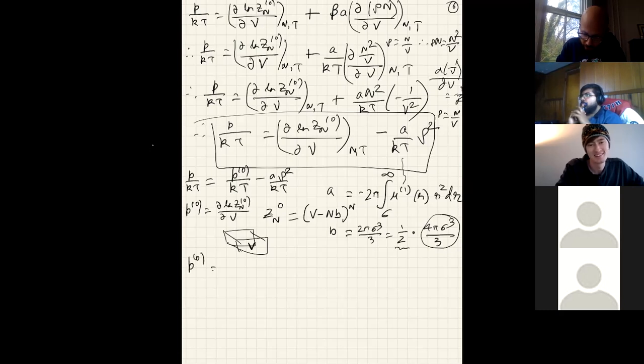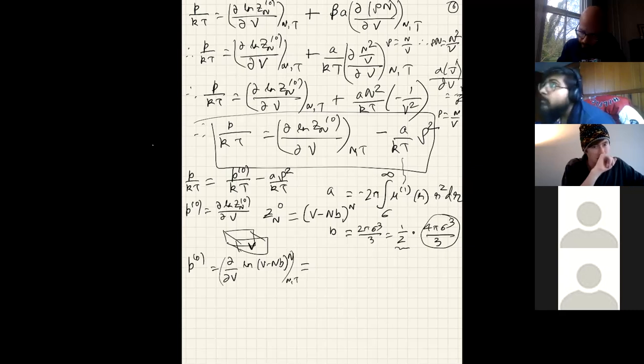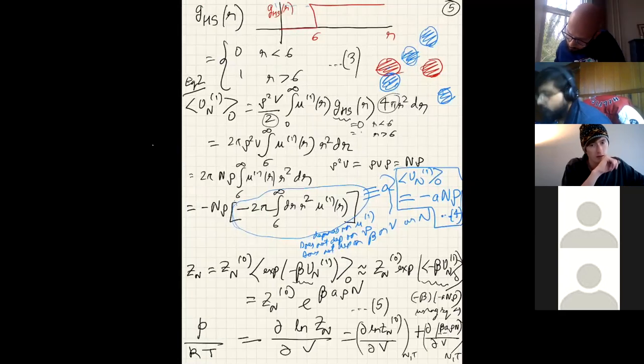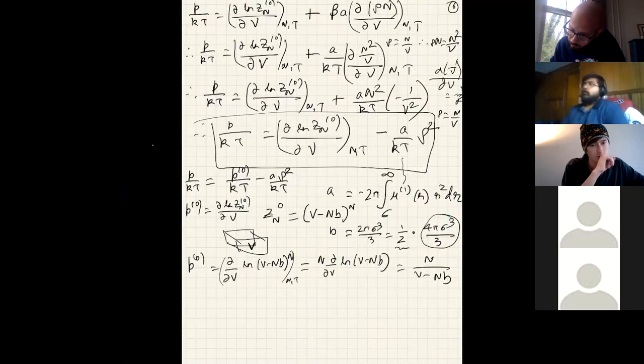So now we can say, what is P naught? P naught is now going to be partial by partial V of ln (V minus nb) to the power n. The n can come outside, and we are doing this at constant N, T. So n can go outside, and this becomes n partial by partial V ln of (V minus nb). That's simple. That is simply n by (V minus nb). So let's number this. The last one was equation 5. Let's call this equation 6. Let's call this equation 7.